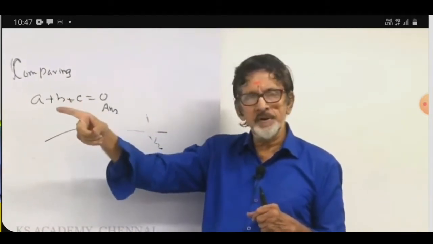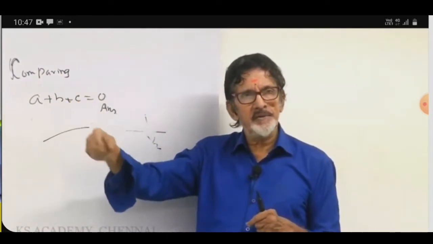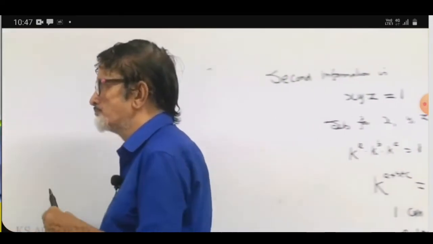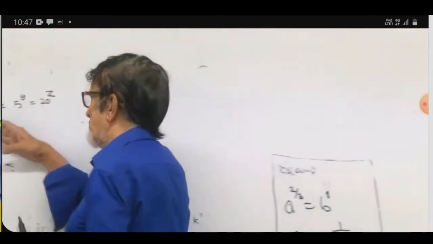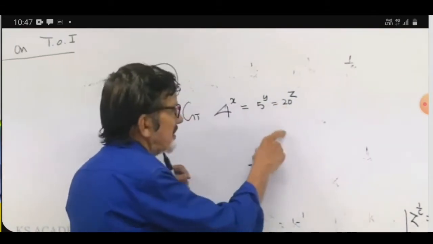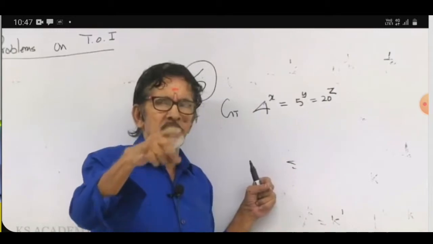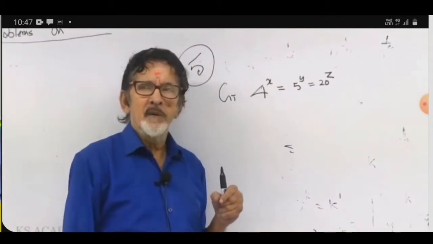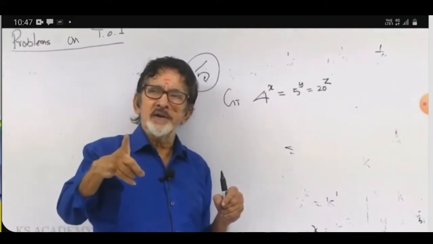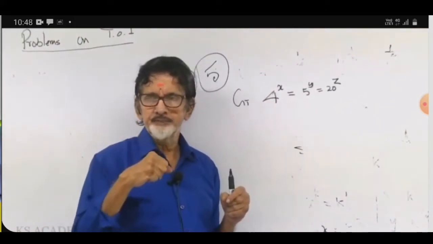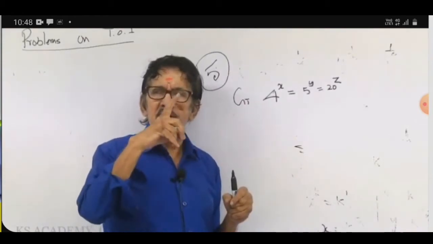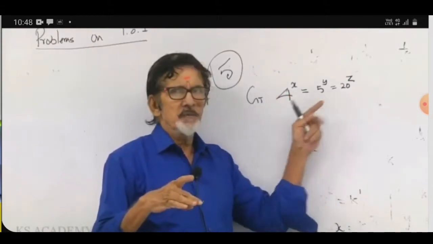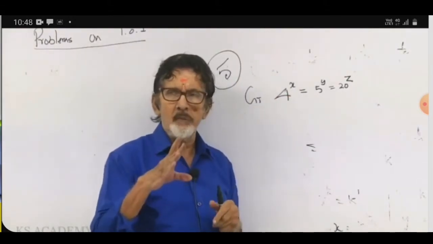If you look at the information, the bases are numerical. 4 power x, 5, 20, all numerical. In the previous problem, the bases were letters. Whenever bases are letters, two pieces of information have to be given. Whenever bases are numerical, only one piece of information will be given. That's the reason only one information is given.